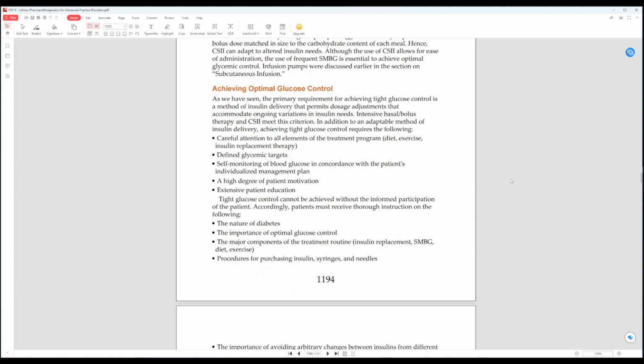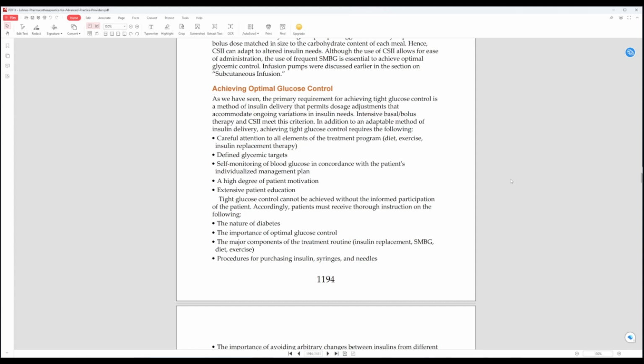Achieving optimal glucose control. As we have seen, the primary requirement for achieving tight glucose control is a method of insulin delivery that permits dosage adjustments that accommodate ongoing variations in insulin needs. Intensive basal, bolus therapy, and CSII meet this criterion. In addition to an adaptable method of insulin delivery, achieving tight glucose control requires the following.